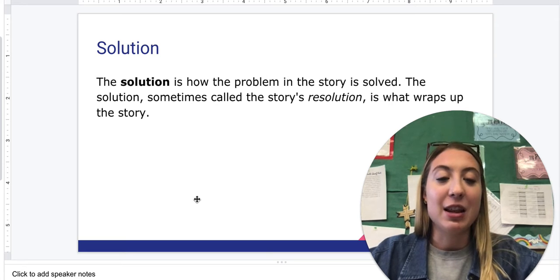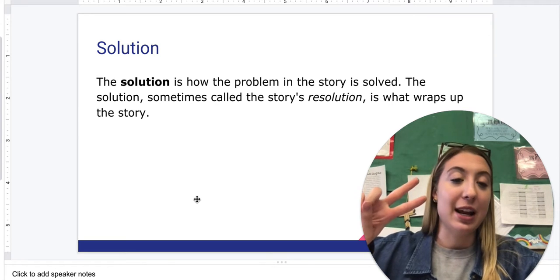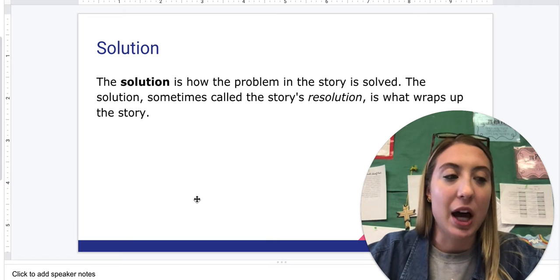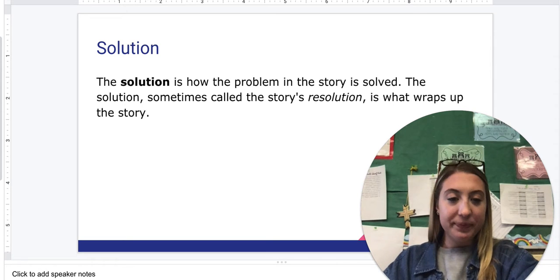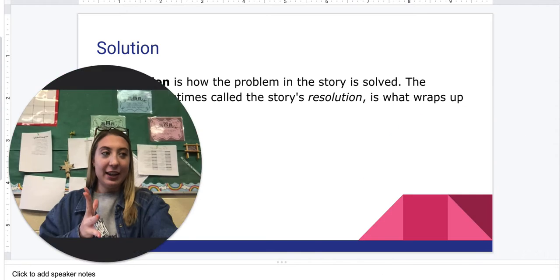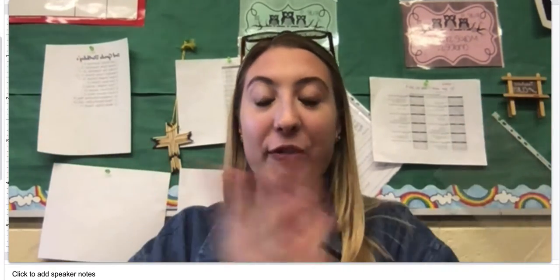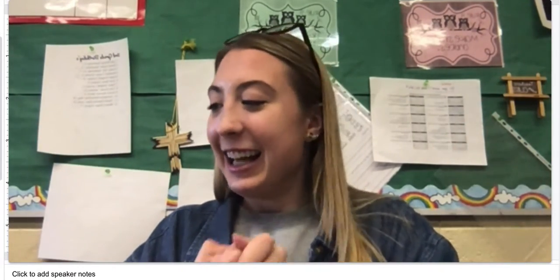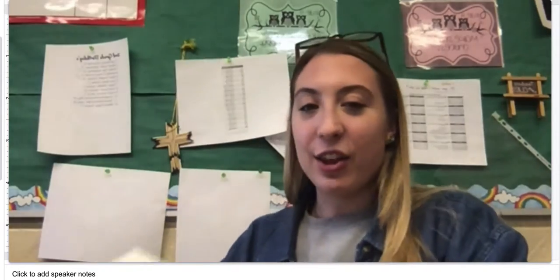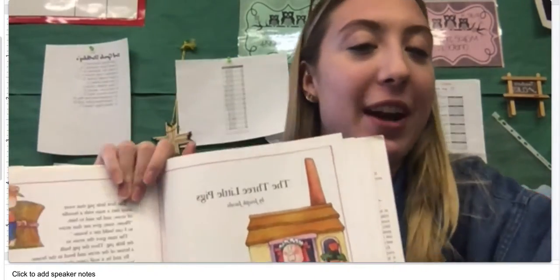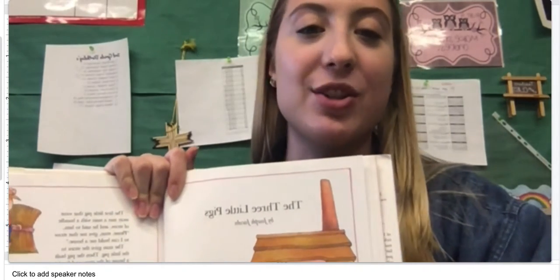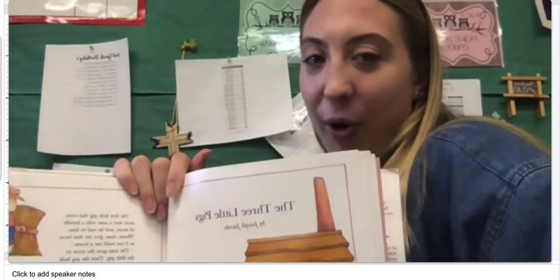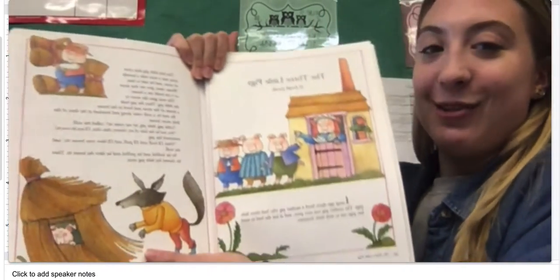So in the beginning, we're introduced to our characters and setting. In the middle, we have our plot and our problem. And then at the end, usually we have our solution. So we're going to read the same story that we read before when we went over our plot. We're going to be reading again The Three Little Pigs. And now we're going to add the problem and the solution to the story. So we're going to read it just to review, to make sure that we remember it. And then we'll go over all of our story elements of this story.